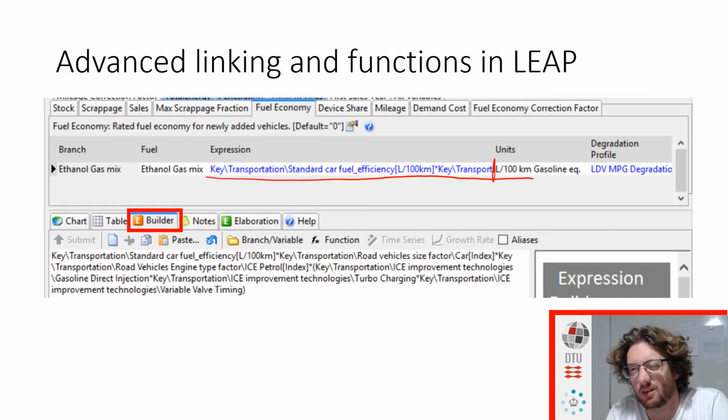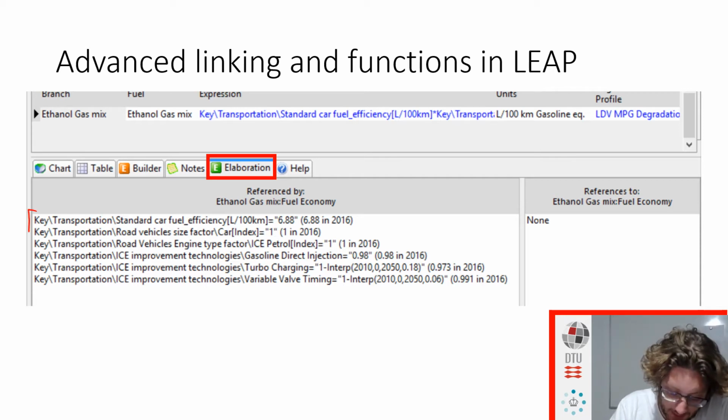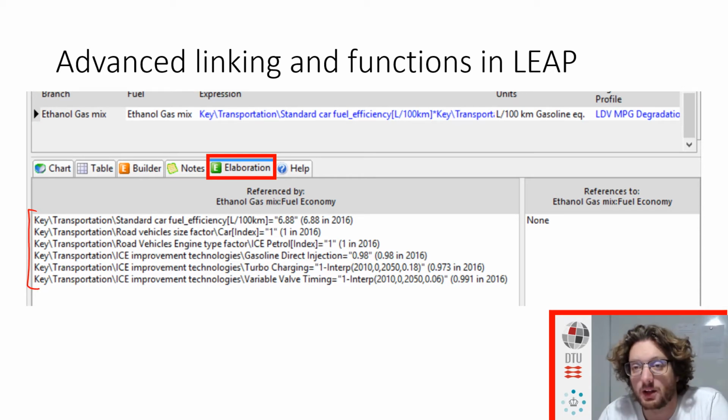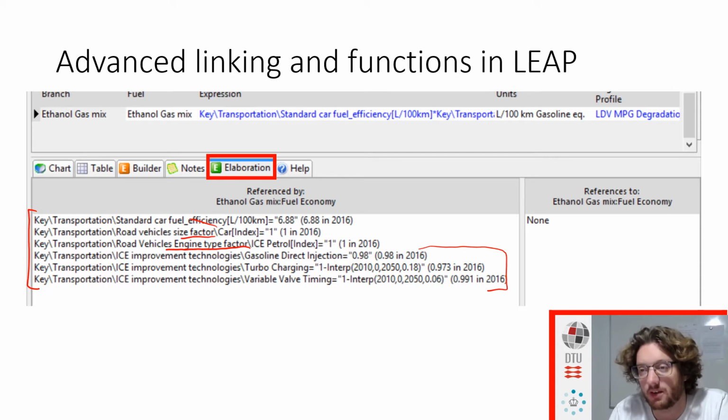We have taken a bit of a look at this in lesson 1, but we can have an easier view by looking at the elaboration. So this is the same thing, but elaborated. You can see we actually have 6 different specific parameters from key assumptions, all under the transportation umbrella. Here, for instance, we have our standard car fuel efficiency. We have a sizing factor. We have an engine type factor, and then we have, in this case, 3 improvement technologies, which are factors that relate to the projection on gasoline engines particularly. These are multiplied together for this particular type of vehicle.